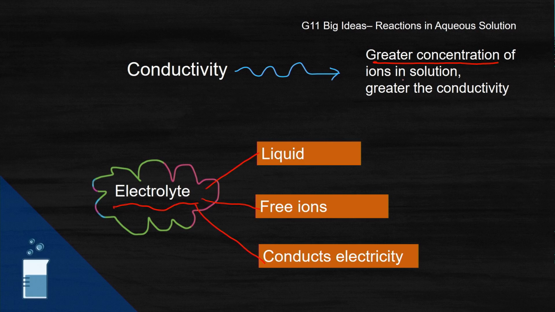The greater the number of ions present in a solution, the greater the conductivity will be. So if we increase the concentration of ions in solution, conductivity is going to increase. This is not true for all substances. For example, for a sugar solution, sugar does not conduct electricity. So we have to be careful about what we learn about what conducts electricity.